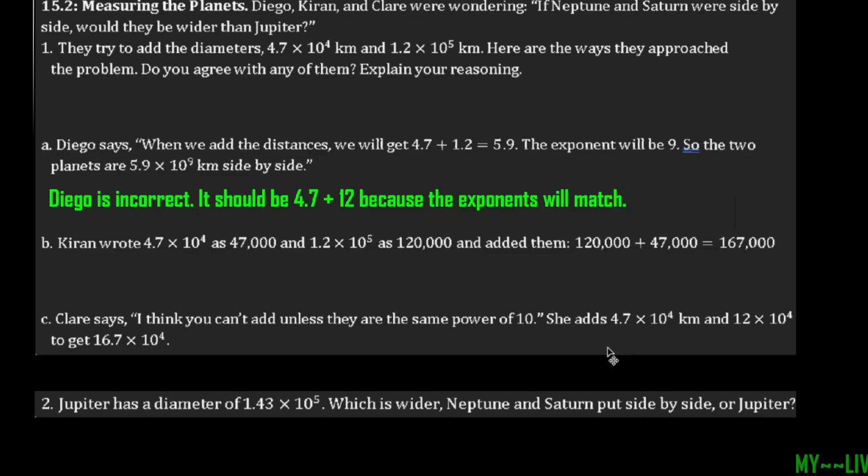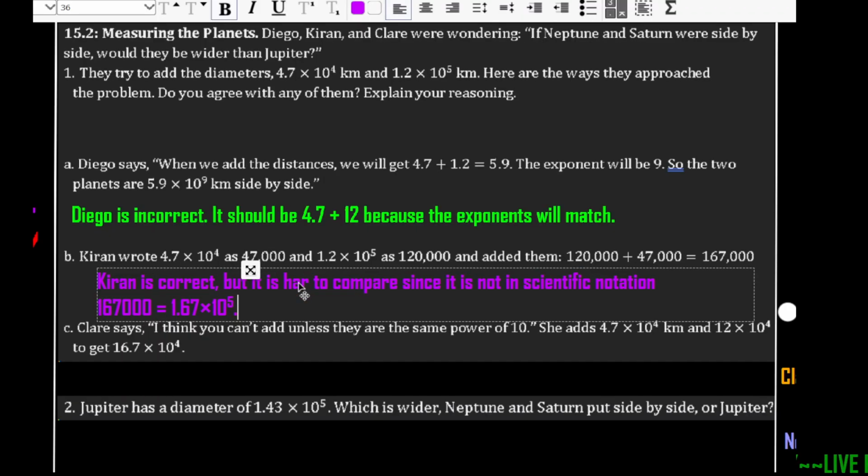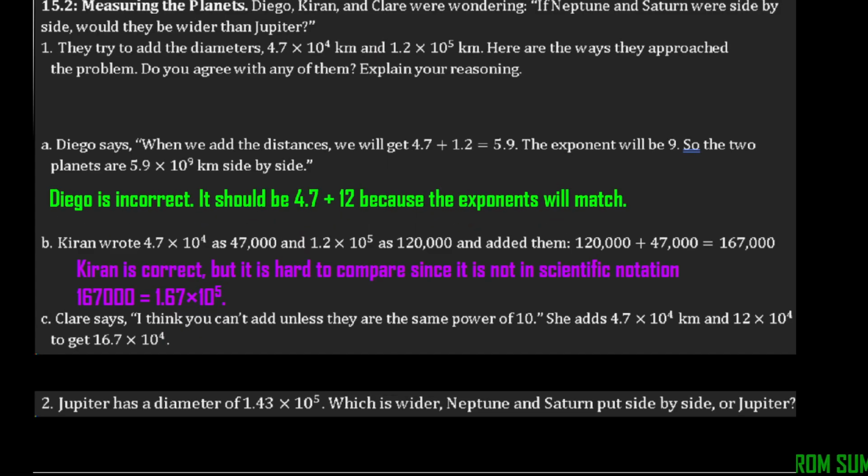And it says Kieran wrote 4.7 times 10 to the 4th power as 47,000 and 1.2 times 10 to the 5th power as 120,000. Added those two together and got 167,000. We can say Kieran is correct, but it is hard to compare since it is not in scientific notation. So what I did there was I changed that 167,000 to scientific notation. Again, make sure you're moving those decimal places over. So it would be 1.67 times 10 to the 5th power.